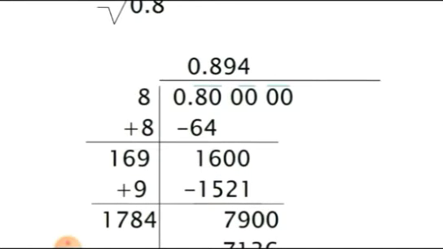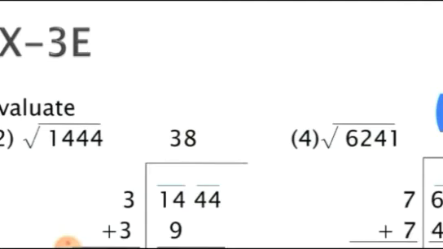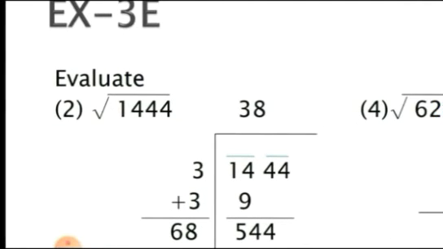If 4 is less than 5, that means your answer is 0.89. Or if it is greater than or equal to 5, that means your answer is 0.90. Here you round up the last digit. Here I solved some exercise questions.